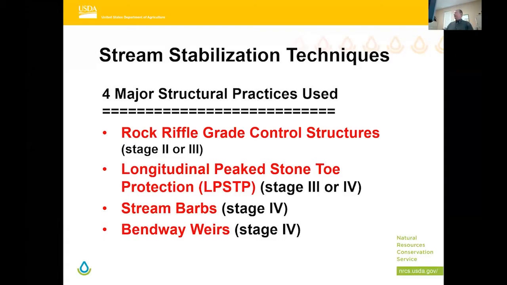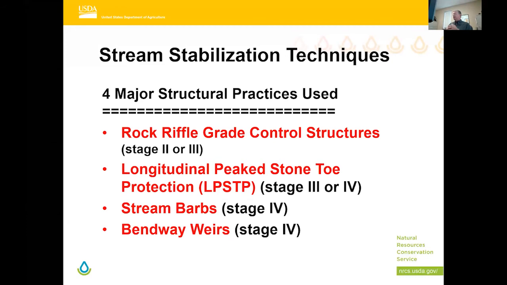So there's really 4 major structural practices that we use fairly often in stream banks in rural areas. So I'll talk about the rock riffle grade control structures. These are structures for stabilizing the channel bed. They add the riffle pool sequence, they allow fish passage, and they try to recreate and stabilize and provide a stable point for overfalls to happen in the channel where they can be protected.